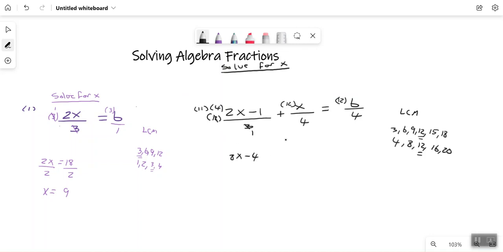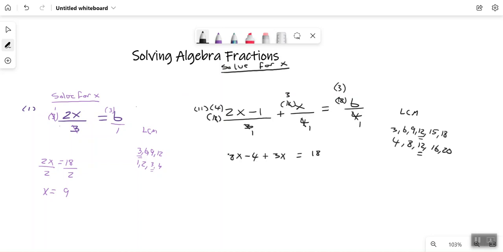Then 4 divided into that goes once. 4 into 12 goes 3 times. And then 3 multiplied by x gives me plus 3x. And then 4 goes into that once, and 4 goes into 12 3 times. Then 3 multiplied by 6 gives me 18. So it looks something like that.